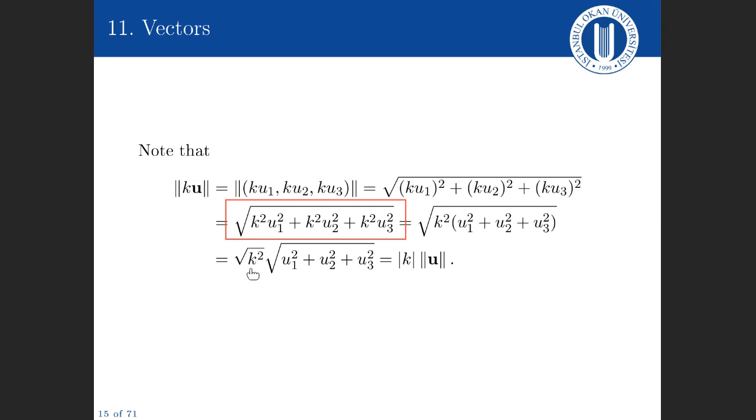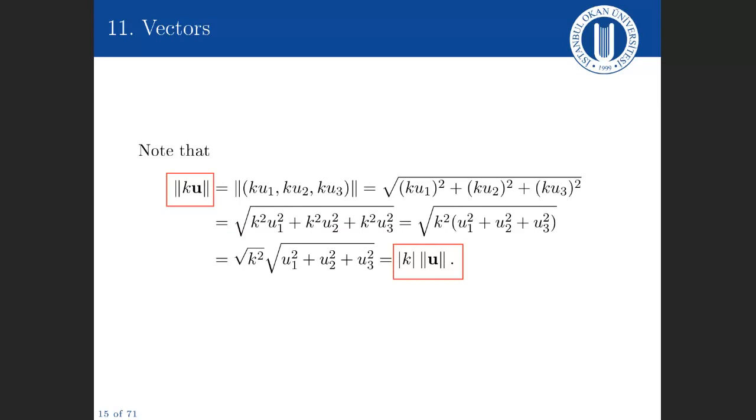Think about this. If k is 3, k squared is 9, square root of 9 is 3, which is what we would get. If k was a negative number, let's say minus 3, squared is 9, square root of 9 is 3. We get the absolute value of minus 3, or plus 3. We get the absolute value of k multiplied by the norm of u.